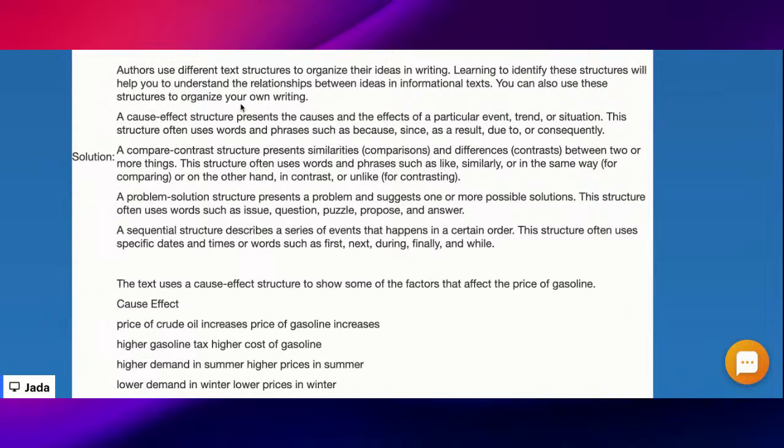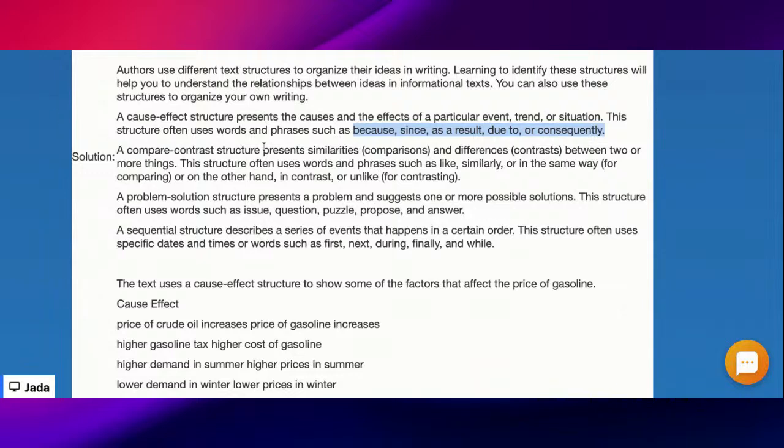A cause and effect structure presents the cause and the effect of a particular event, trend, or situation. So you have the cause and then you have the effect: because of this, that happened. This structure often uses words and phrases such as because, since, as a result, due to, or consequently. So once you see any of these words, you know that it's usually cause and effect.